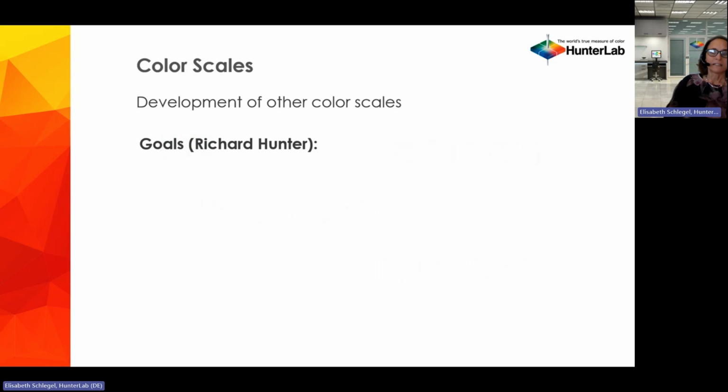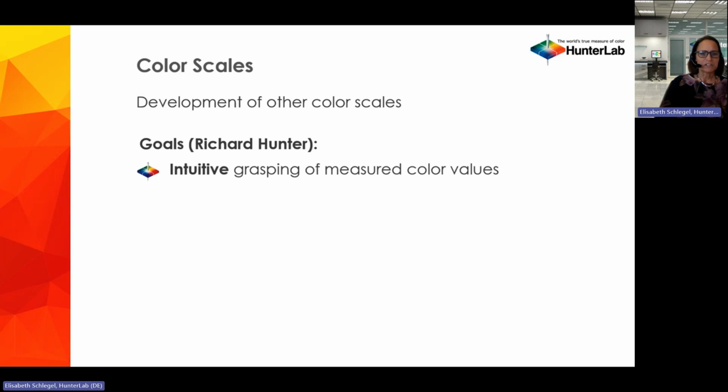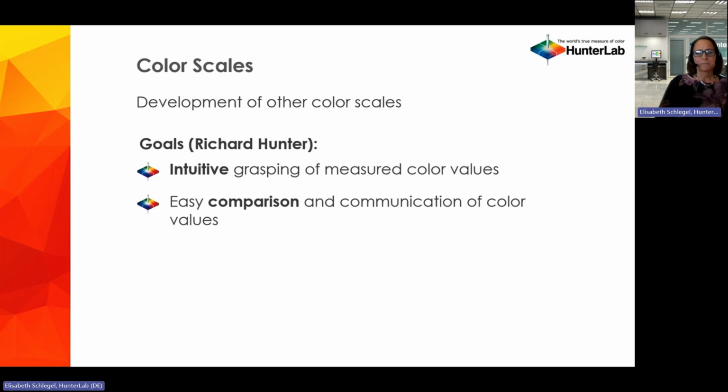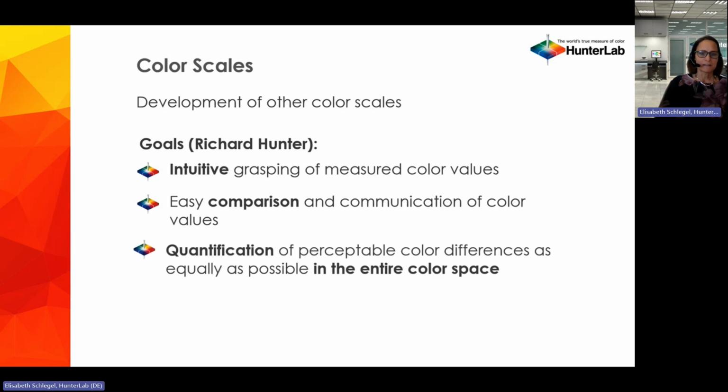So why did one develop such scales? Actually, it was Richard Hunter who first tried to find a scale that would be more intuitive to grasp the measured colors. That's the first goal. Then it should be easy to compare and to communicate color with the scale. And the last one is to quantify perceptible color differences as equally as possible. So if I have a certain difference quantified by a number, that would give a similar impression in the blue range as in the red range, for example. So for the entire color space.